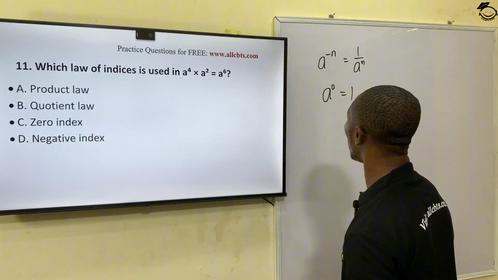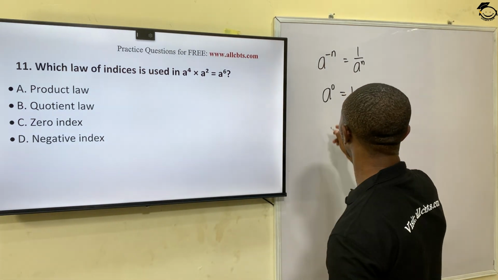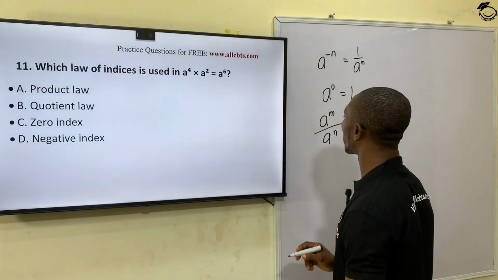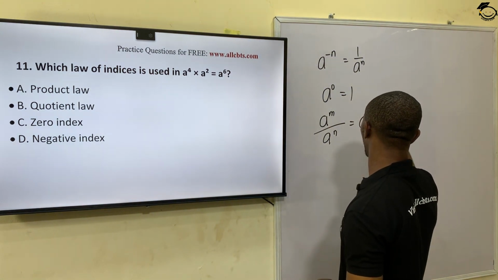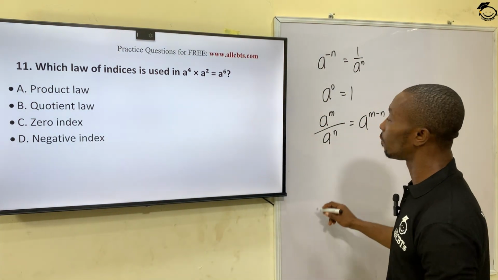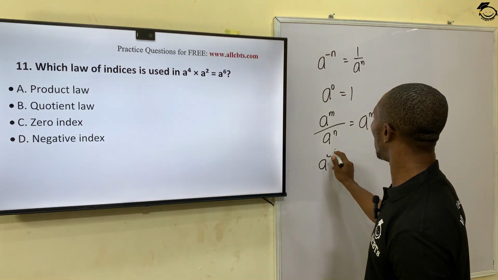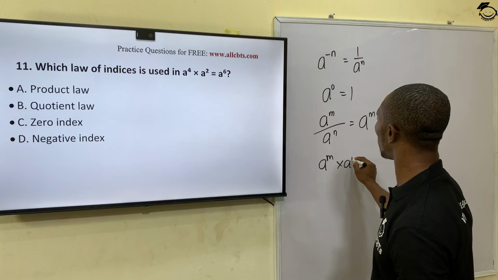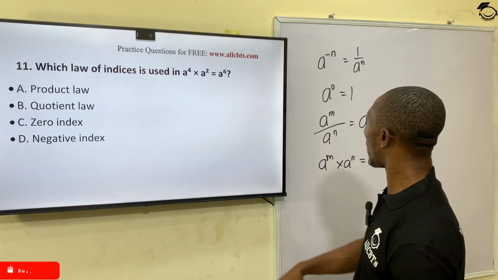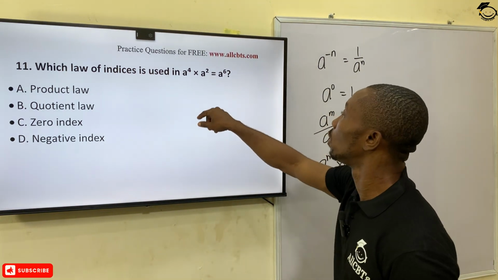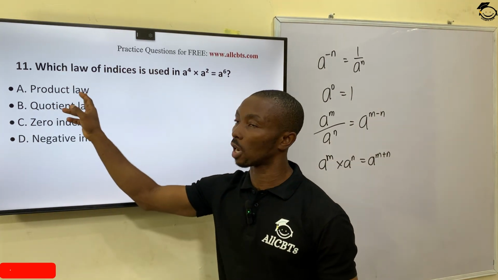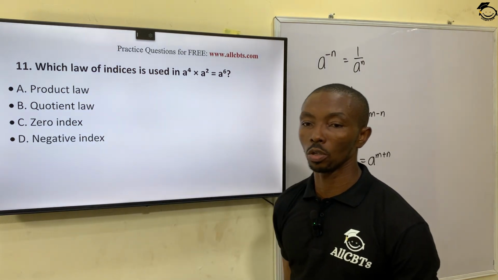Now, when we talk about the quotient law, quotient simply means division. So we have a raised to power m over a raised to power n, which is a raised to power m minus n. Now, that is our quotient law. Now, we have our product law, which is a raised to power m times a raised to power n, which is a raised to power m plus n. So, in this case, our m is 4 and our n is 2. So, 4 plus 2 will give us a raised to power 6. So, the law that was used here is our product law, which is option A.